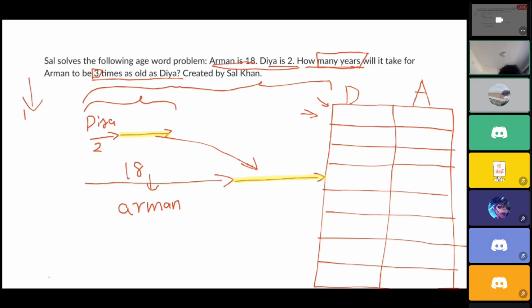First, you have Dia sitting at 2, Arman 18, and then 3 and 19, and then 4 and 20. And then 5, maybe 21, 6 and 22, 7 and 23, 8 and 24. Do you guys see the answer already? 24 and 8. But beside that, what do you also notice about the relationship between the numbers?